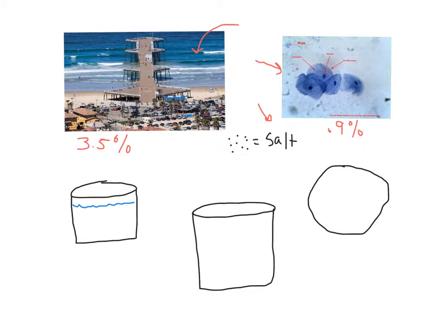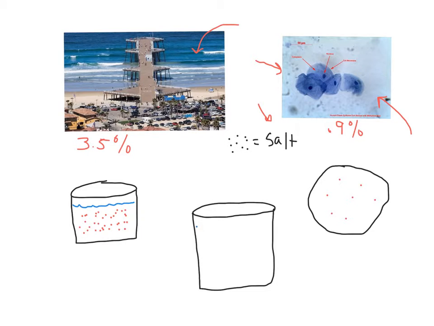Not salt, but which one would have a higher percentage of water? Ocean water or human cells? See what you think. Well, the answer, of course, is that human cheek cells would have a higher percentage of water because they have a lower percentage of salt. So if these dots over here represent salt, ocean water would have a lot of dots in it. Ocean water would have a lot of salt, where human cheek cells would have much fewer salt molecules in it. Therefore, human cheek cells would have a higher percentage of water.